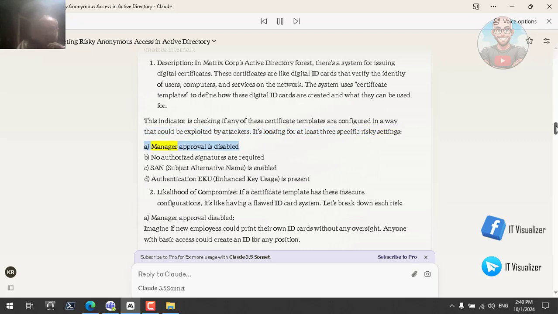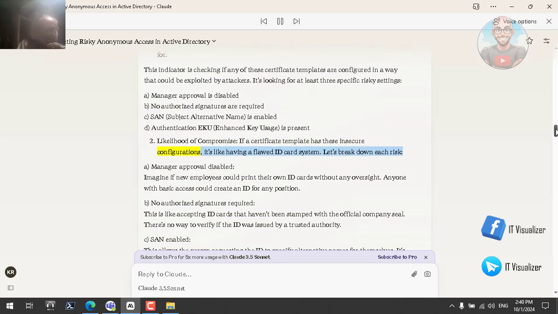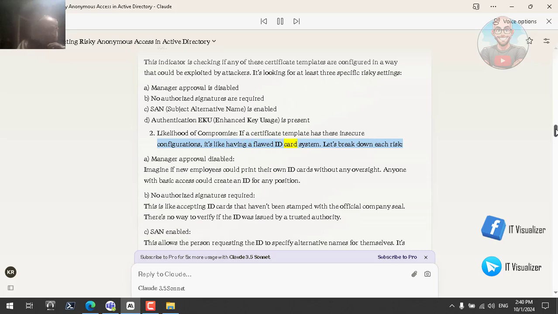A. Manager approval is disabled. B. No authorized signatures are required. C. SAN, subject alternative name, is enabled. D. Authentication EKU, enhanced key usage, is present. Likelihood of compromise. If a certificate template has these insecure configurations, it's like having a flawed ID card system. Let's break down each risk.